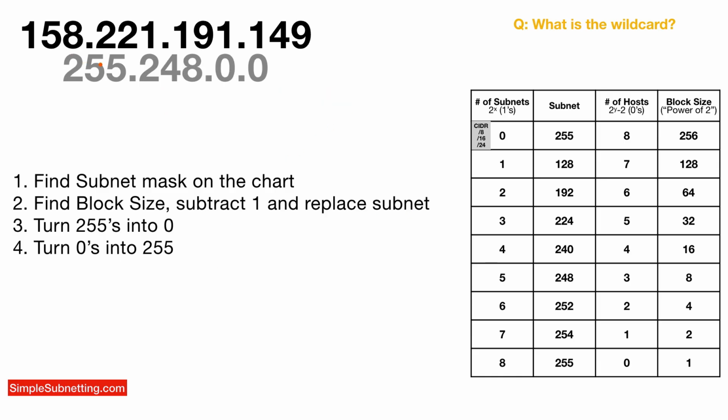The next example, we find the subnet mask on the chart, 248. And we note the block size, which is 8. We minus 1, which is 7. And we replace the interesting octet. So that would be 7 here. And then we turn 255s into 0. And we turn 0s into 255s. And that is the wildcard.